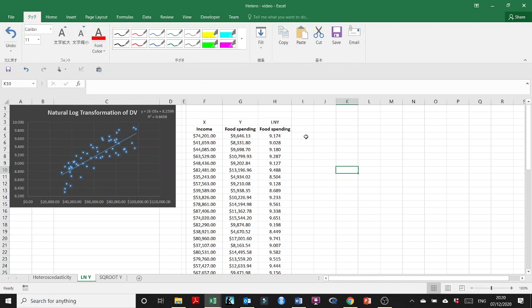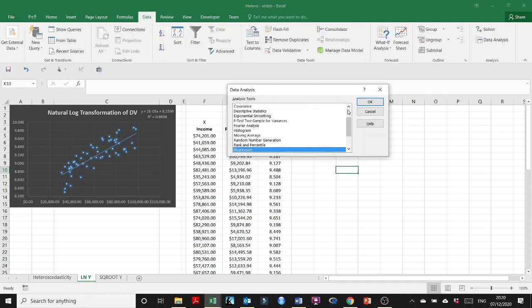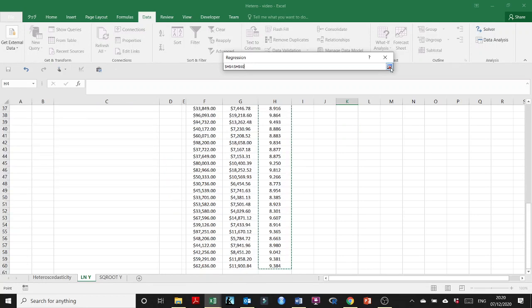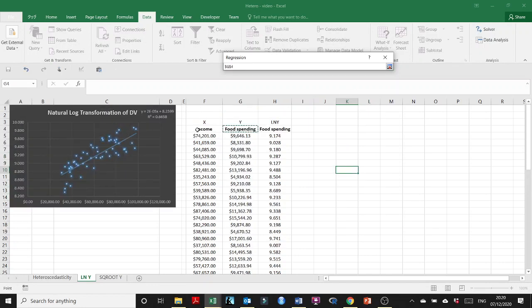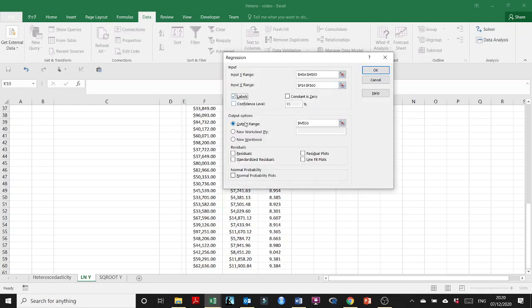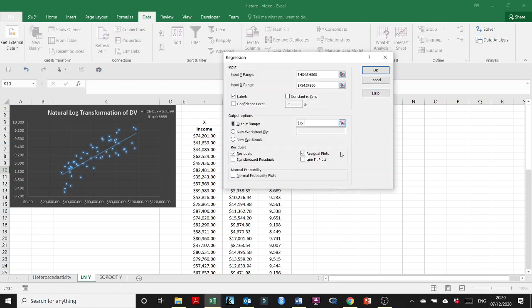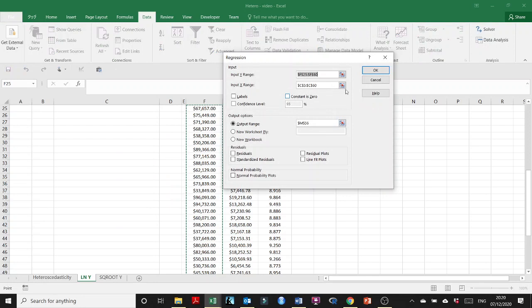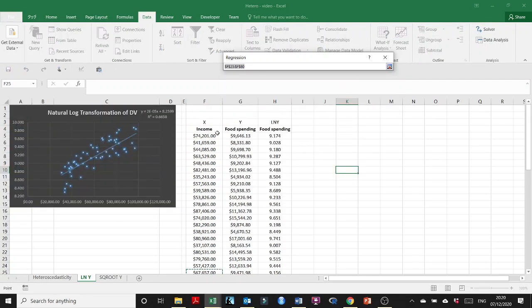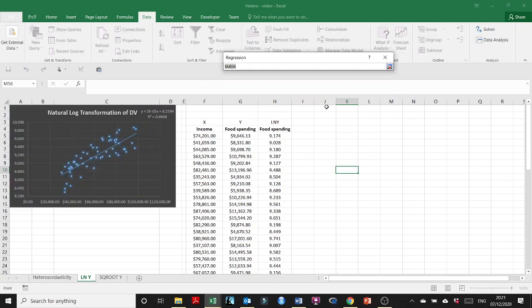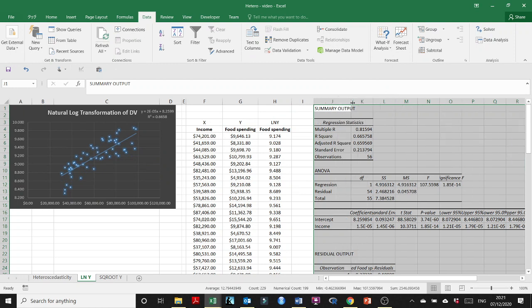Okay, let's investigate the linear model here, taking the y to be the natural logarithm. Let's take the labels as well, and then the x to be the food spend, income. Labels are there, residuals and residual plots, and let's put the output over here. Oh, I hit cancel by mistake. Oh my, I lack trust now. Okay, let's do it again. The y is the natural logarithm with the labels. And we can get the output over here. Alright, so now we have the output.